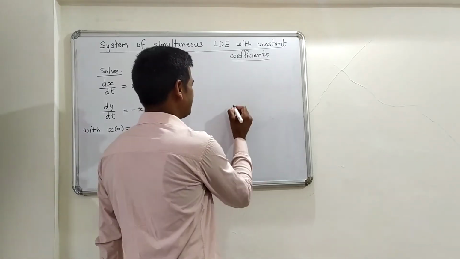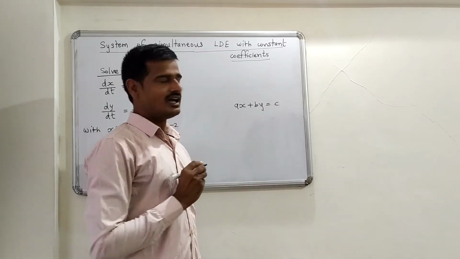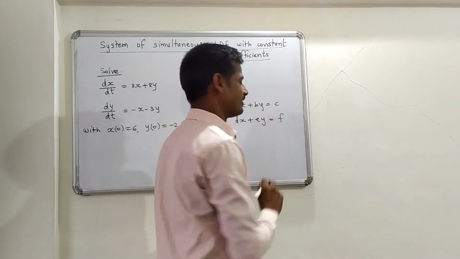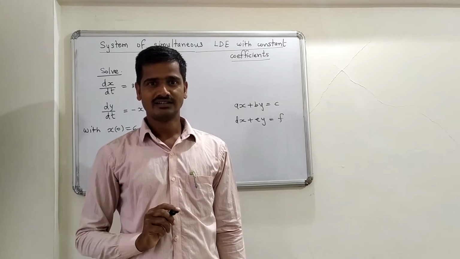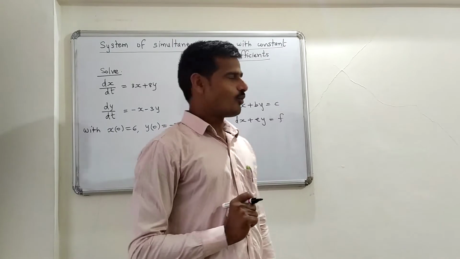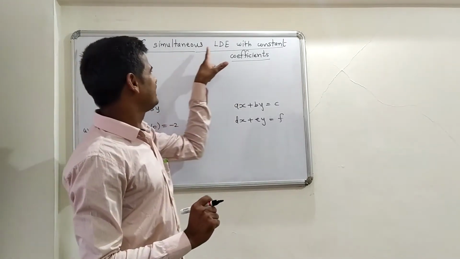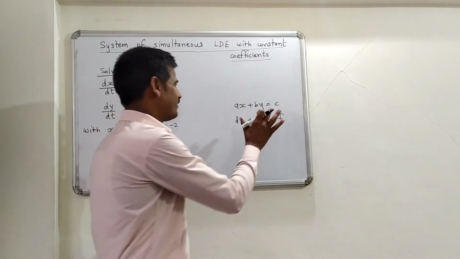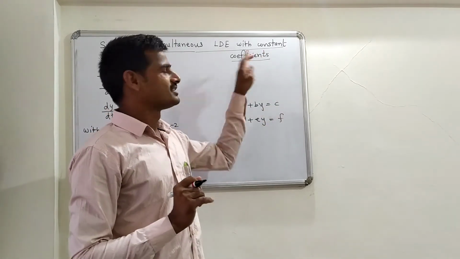So for example, let us say there are two equations. So ax plus by is equal to c and dx plus ey is equal to f. So it is a system of two linear equations. Am I right? Similarly, you can write a system of three linear equations and so on. So the point is what we are going to discuss here: system of simultaneous linear differential equations with constant coefficients. So instead of linear equations, you will be given linear differential equations with constant coefficients.